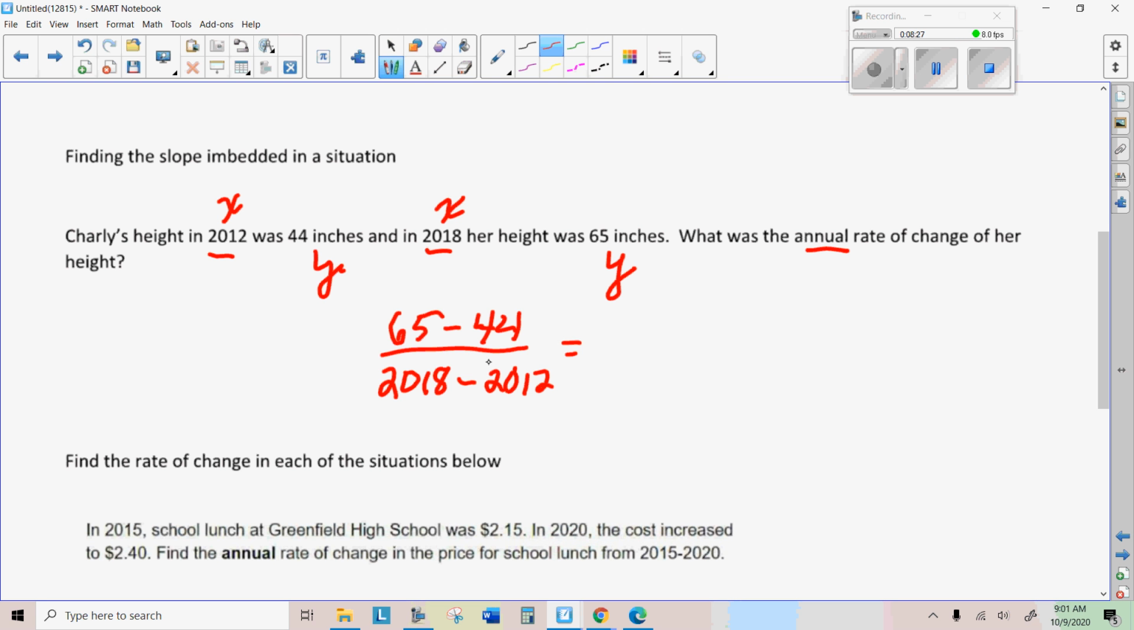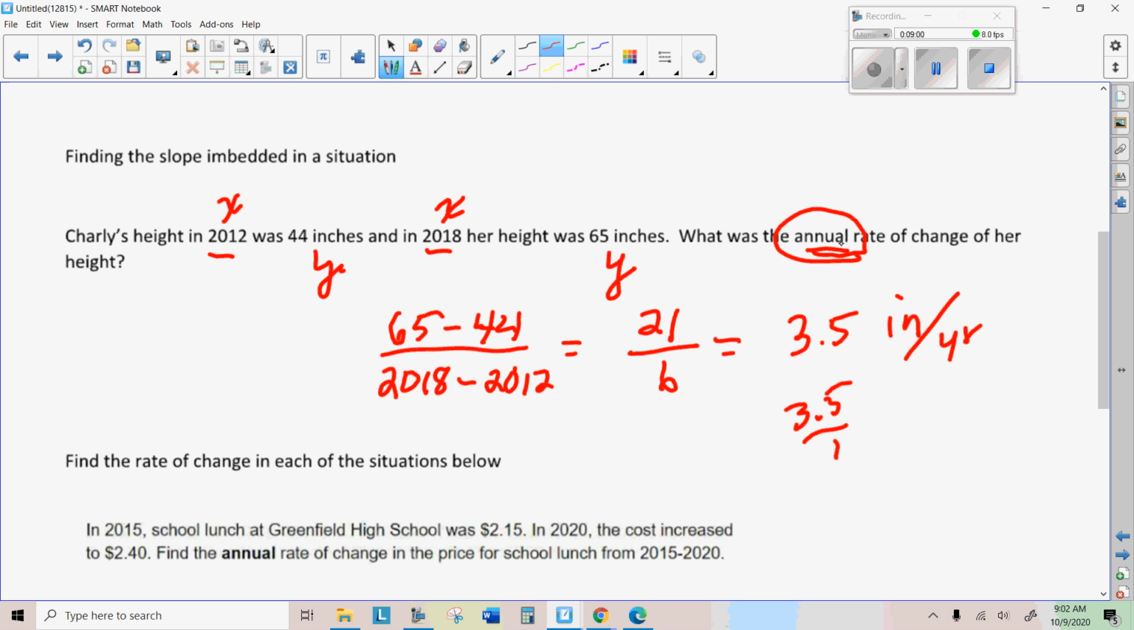Okay, so 65 minus 44 is 21. So she went up 21 inches in 6 years. Now if I divide that out, I actually get 3.5. So her height is changing over those years by 3.5 inches per year. Okay, so you could also write that like this: 3.5 over 1. That means 3.5 inches per 1 year, which is what we want for annual.